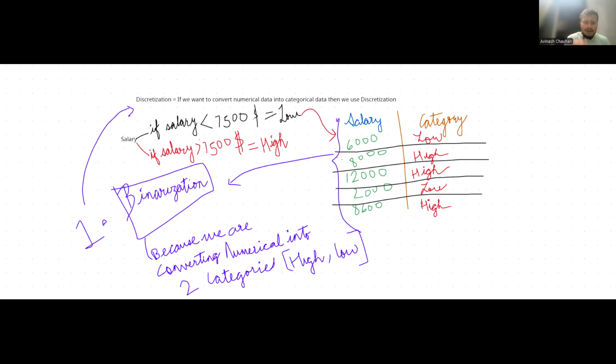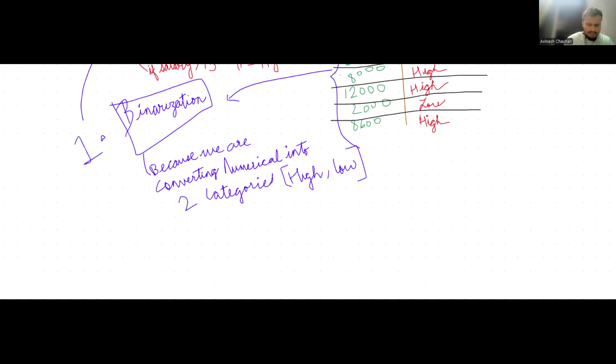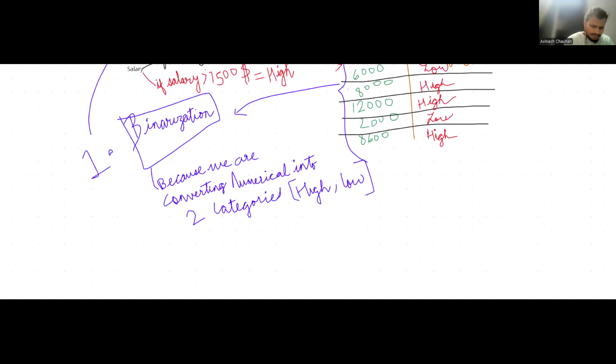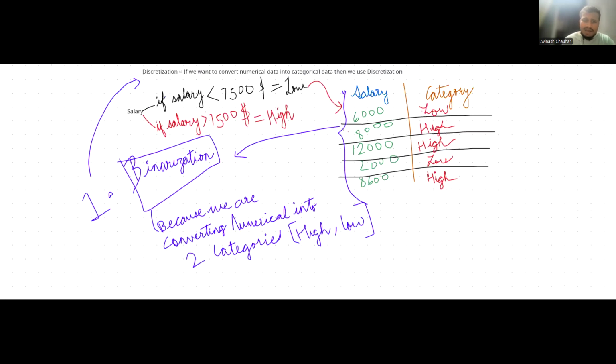Okay. So I hope you have understood the theory part. And it's up to you. You can convert into two categories, three categories. But again, if you're converting into two categories, then it's called binarization. And you can convert it to three categories, right?